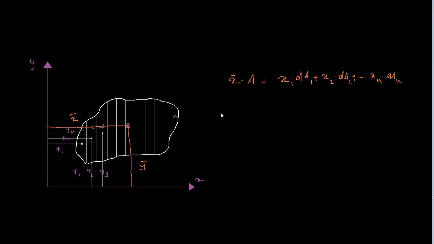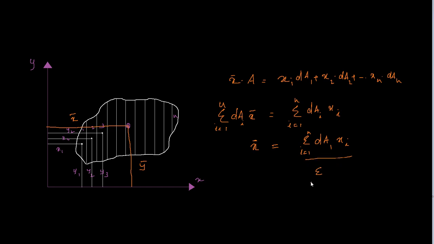So again, you can change that equation as summation i equals 1 to n dAi x bar is equal to summation i equal to 1 to n dAi xi, or you have x bar is equal to summation i equal to 1 to n dAi xi over summation i equal to 1 to n dAi.